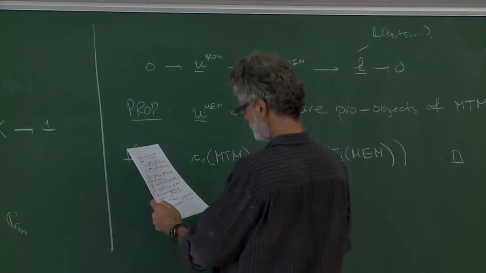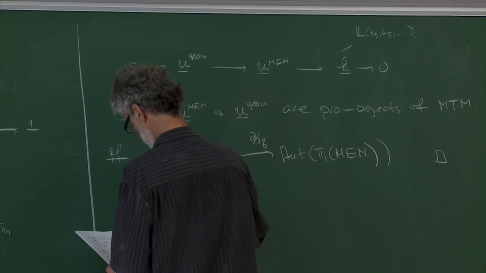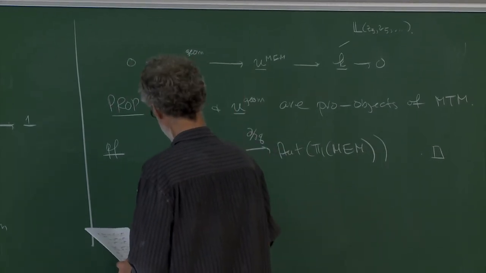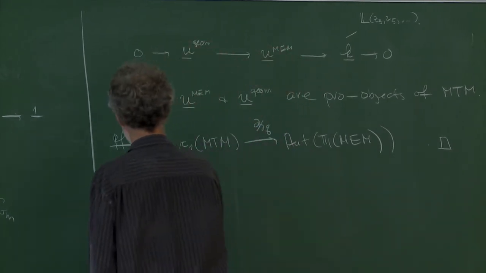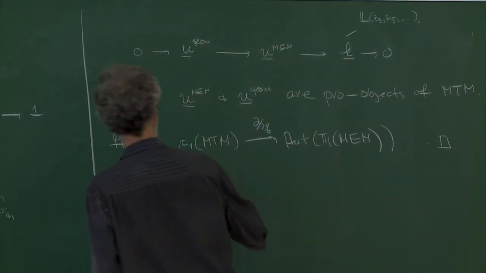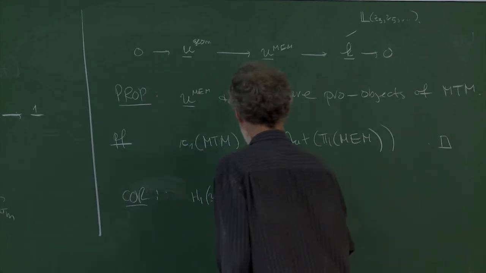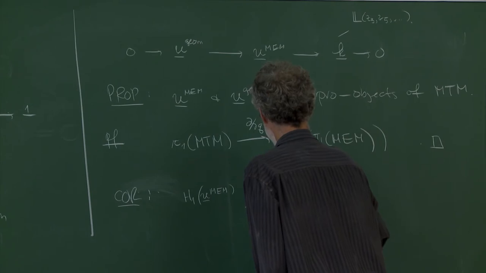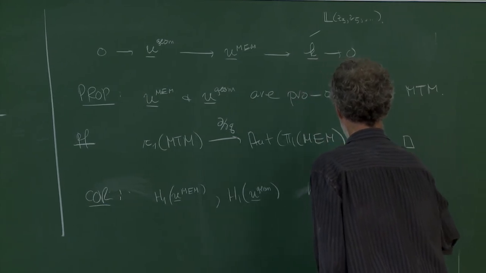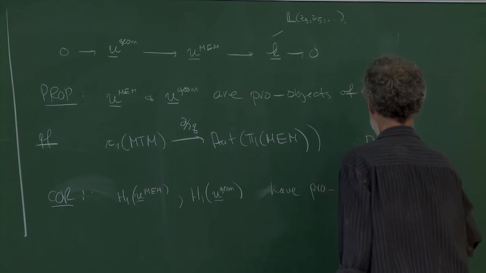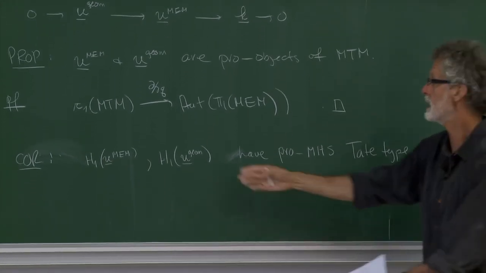So a corollary is that H1 of U MEM and H1 of U geom have pro mixed Hodge structures of Tate type. All their graded quotients are of type (p,p), right? Because they're Hodge realizations of mixed Tate motives.